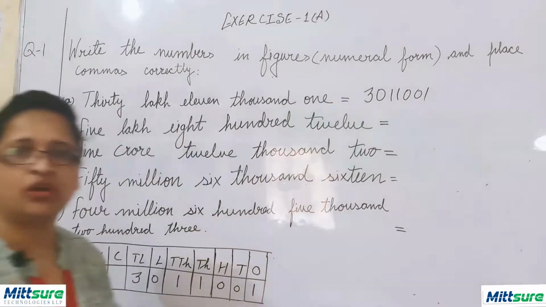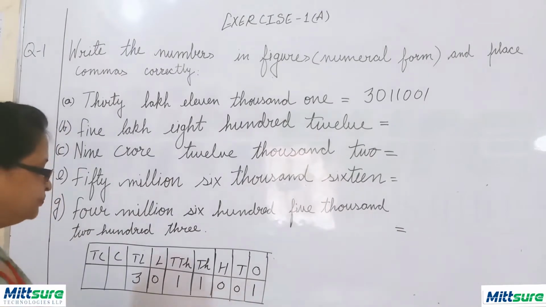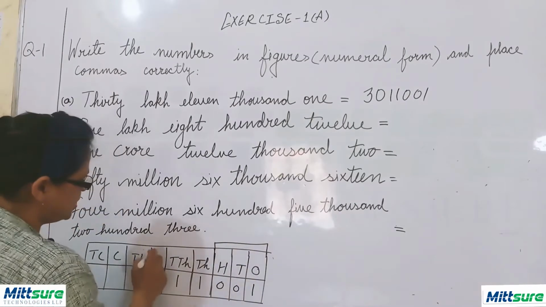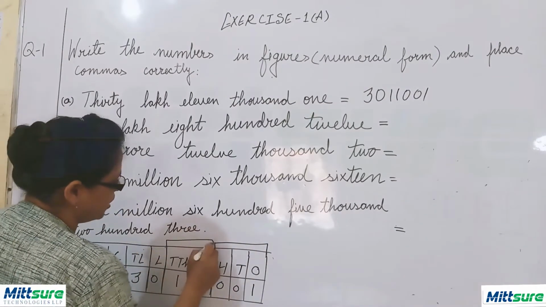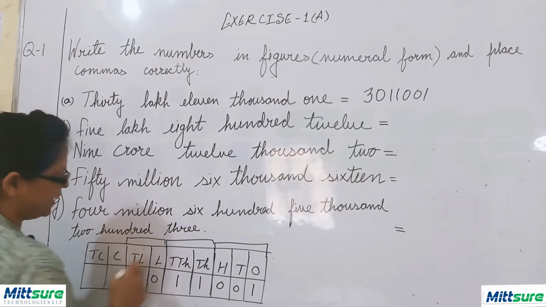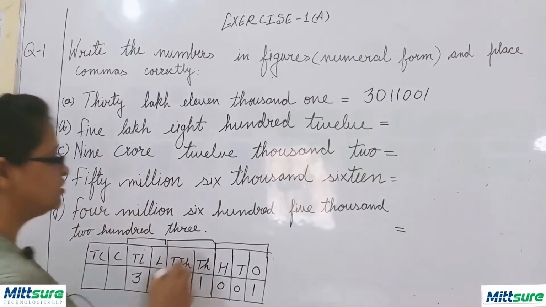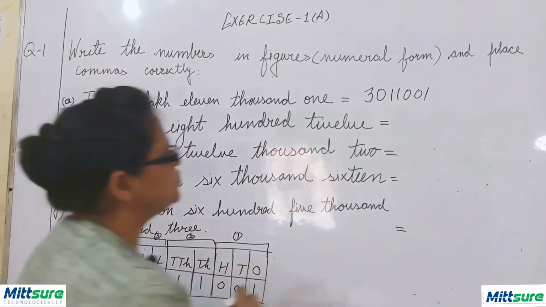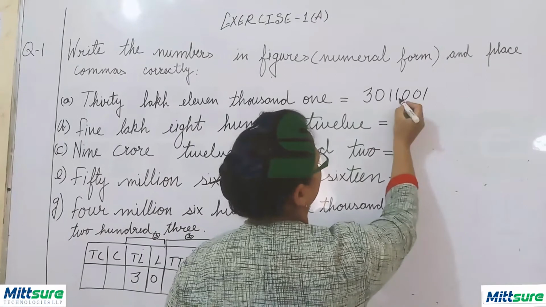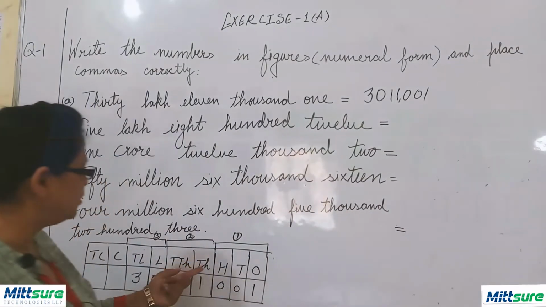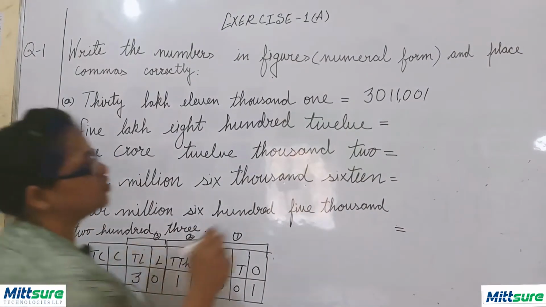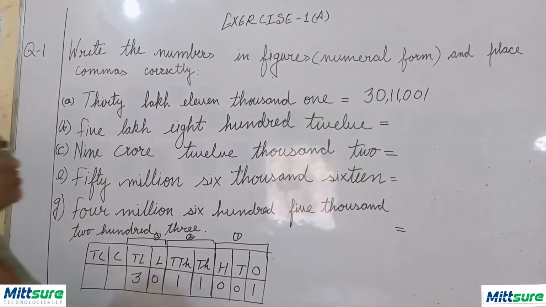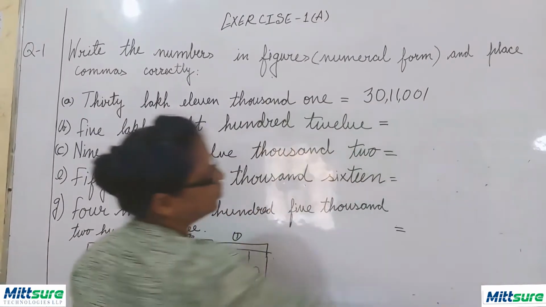Now we have to put the commas according to the Indian system. We know in the Indian system this is the period of ones, this is the period of thousands, and this is the period of lakh. So we have to put the commas. This is the first period, this is the second period, and this is the third period. The first period has 3 digits, so 1, 2, 3, we will put a comma here. The second period is of thousands and ten thousands, so we will put a comma here, and the next is lakh and ten lakh, so we will put the comma according to this.